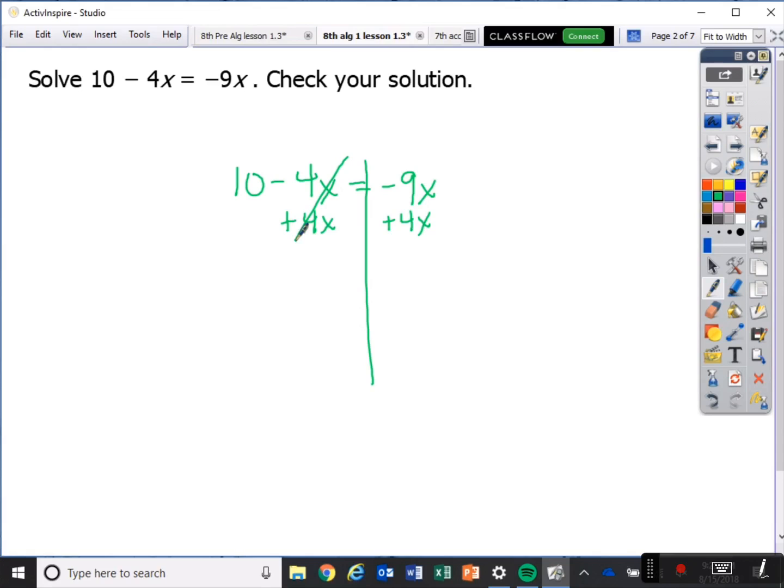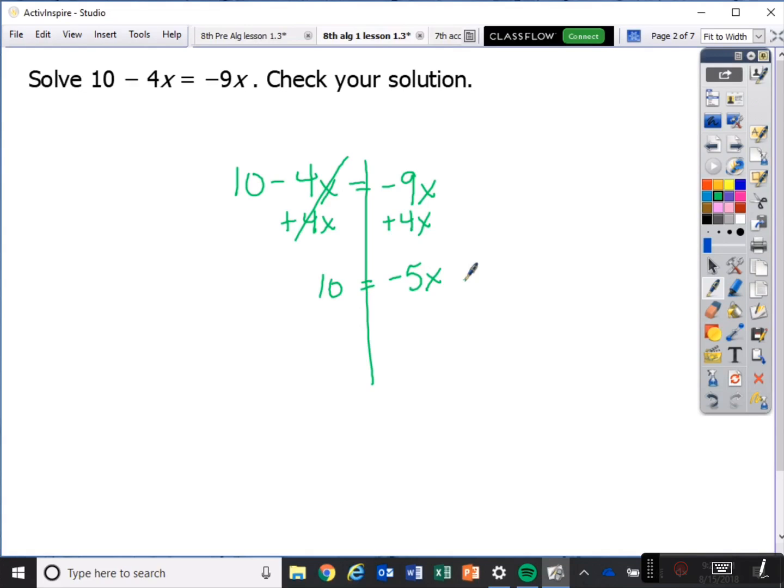So now on the left, I just have 10. And what is negative 9x plus 4x? Negative 5x. Okay, again, I'll tell y'all, same thing I told you on your quizzes. Do it in your head if you want to, but then check yourself on your calculator before you wreck yourself. I hate when people say that.